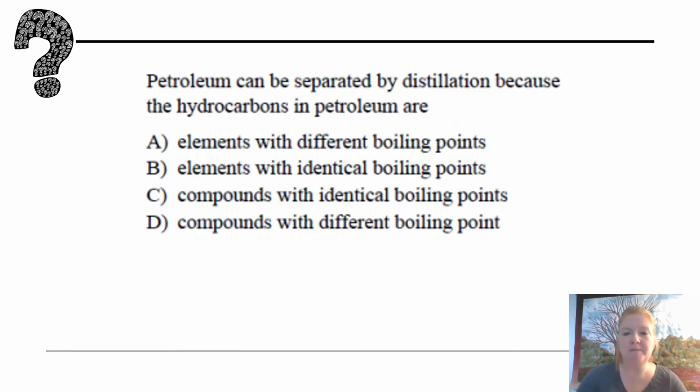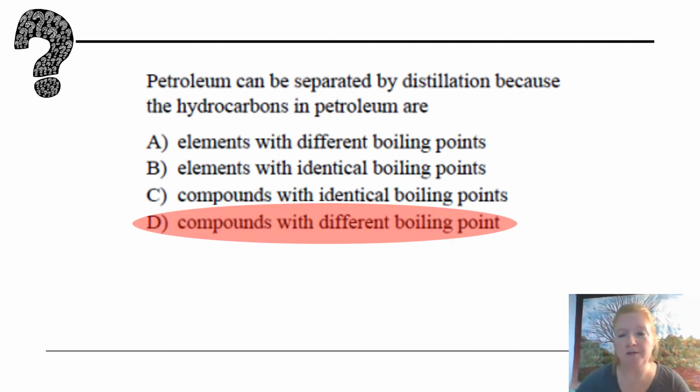So petroleum can be separated by distillation because of the hydrocarbons in petroleum. So why can we use distillation? Remember, you have compounds with different boiling points. And the reason it's compounds and not elements is it says hydrocarbons. Those are compounds that have hydrogen and carbon, so they're not elements.